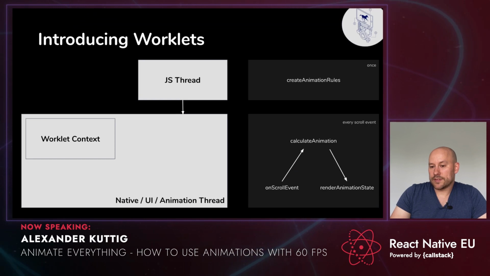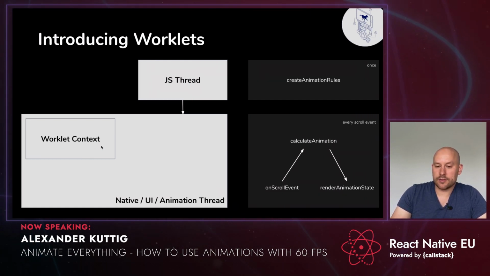When we have this scroll view example from before, we have the JS thread where we create the animation rules, or we create the worklets. And then we have the native UI animation thread where we have the worklet context. It has its own context on the UI thread. And in this context, the calculation of the animation is done, but again, it's on the UI thread.